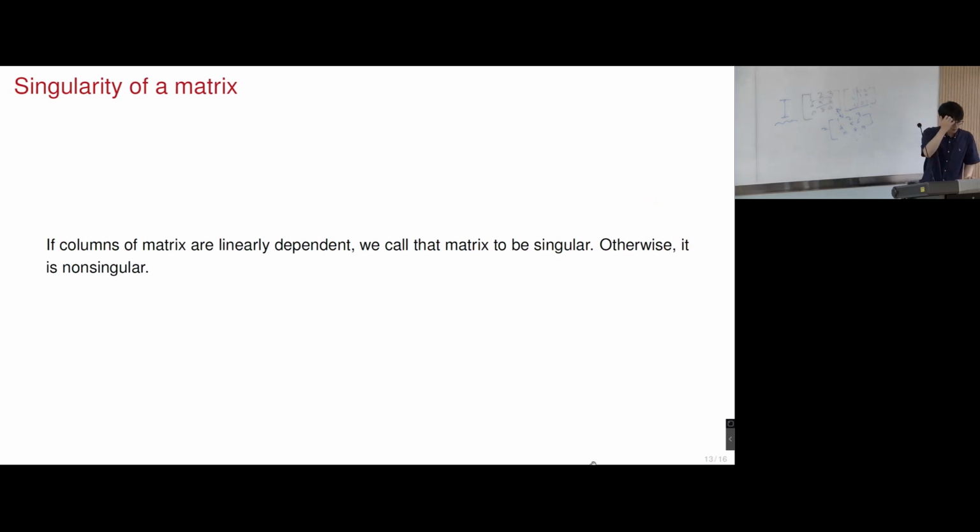We also sometimes say that a matrix is singular or non-singular. I just wanted to tell you what it means when you say a matrix is singular or non-singular. If the columns of a matrix are linearly dependent, we usually call the matrix singular. Otherwise, we call it non-singular.